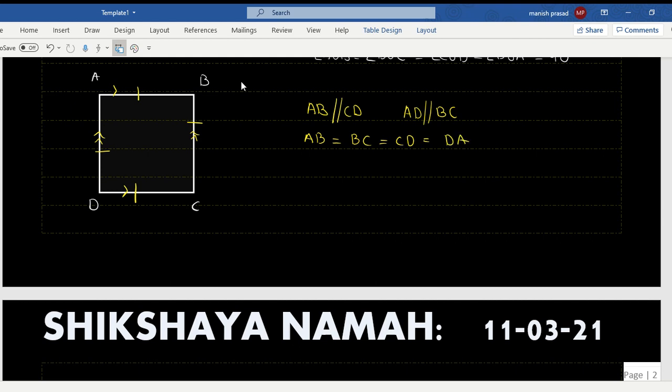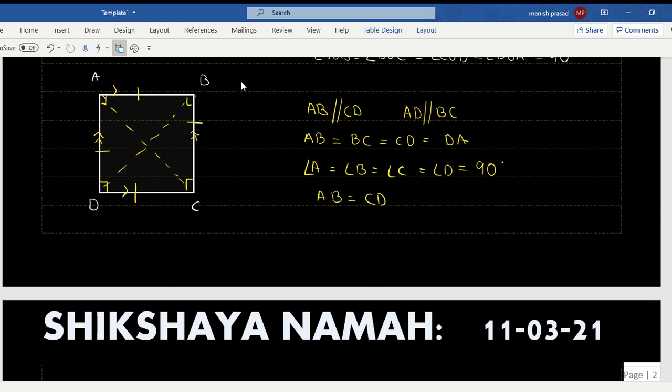And each angle is equal to 90 degrees. So angle A is equal to angle B is equal to angle C is equal to angle D is equal to 90 degrees. Okay, the diagonals are equal. The diagonals are what? Equal.